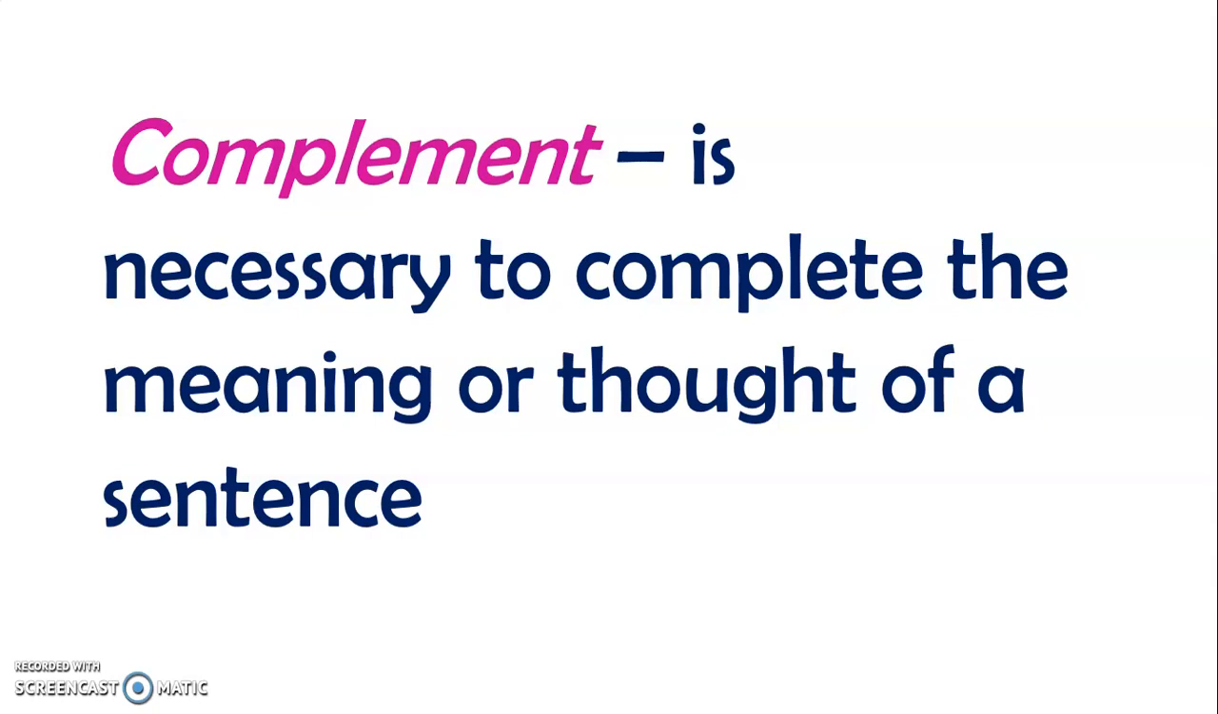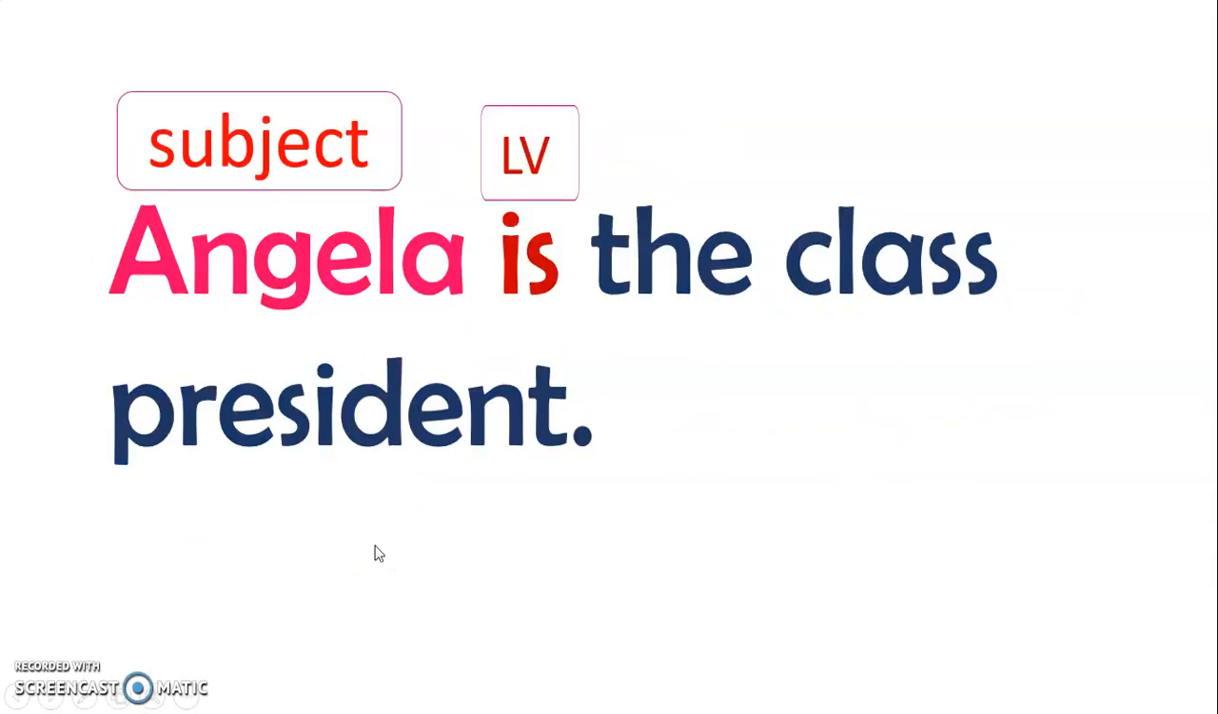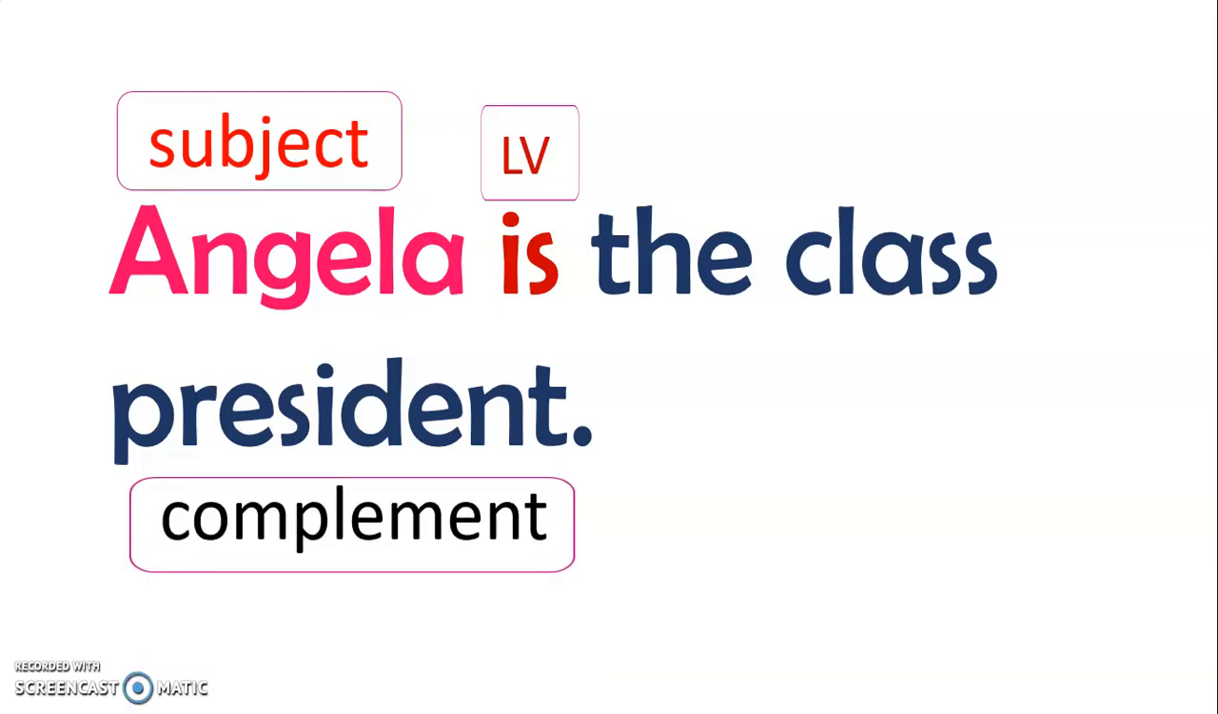Now, let's proceed to the last part of the sentence pattern, which is complement. A complement is necessary to complete the meaning or thought of a sentence. From the root word of complement, it's complete. So, this is the noun, the adjective, or the pronoun that completes the thought of the sentence. If we take a look at the same sample sentence, the phrase that completes the sentence is "the class president." So therefore, the class president is the complement. So this is the pattern now: S, LV, and then C.